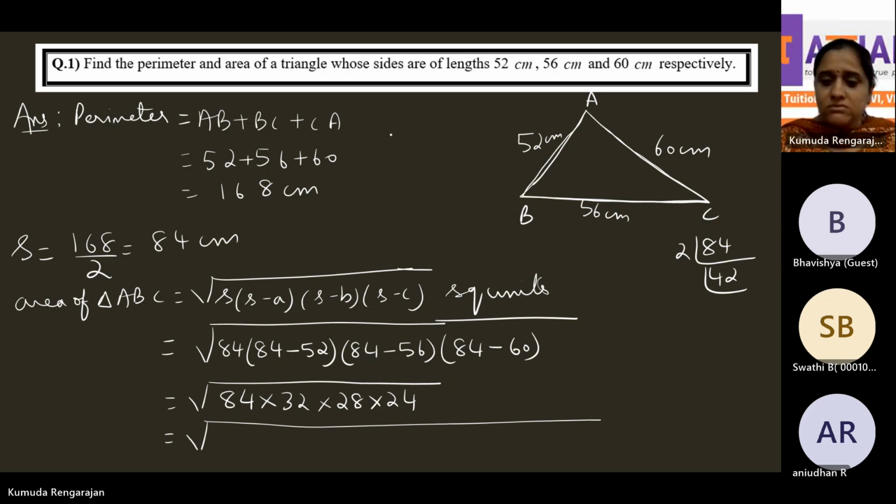336? No. No. Put your textbook inside. Quickly, put your textbook inside the bag.